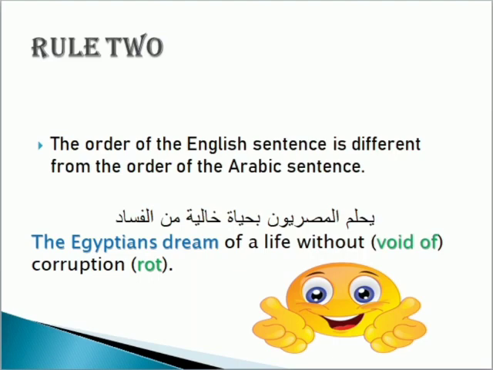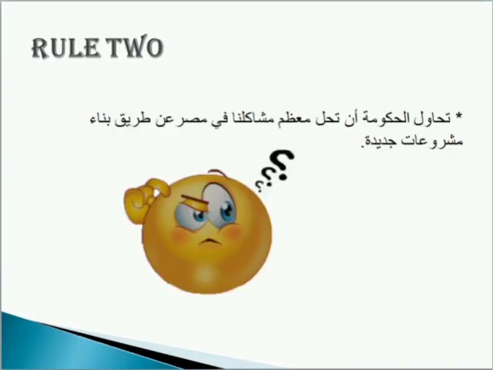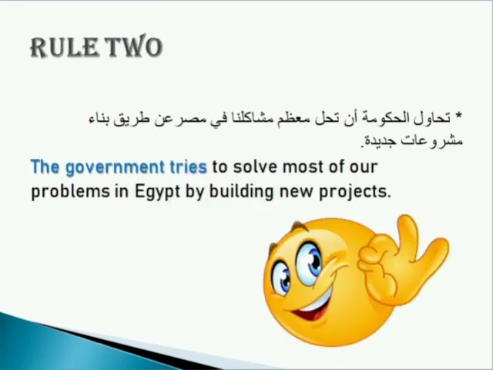Another example. تحاول الحكومة أن تحل معظم مشاكلنا في مصر عن طريق بناء مشروعات جديدة. Take your time. The government tries. تحاول. In Arabic, I start with it, but in English, I put it second. The government tries to solve most of our problems, معظم مشاكلنا في مصر, in Egypt, عن طريق بناء مشروعات جديدة, by building new projects. So, again, the government tries to solve most of our problems in Egypt by building new projects. This is right.